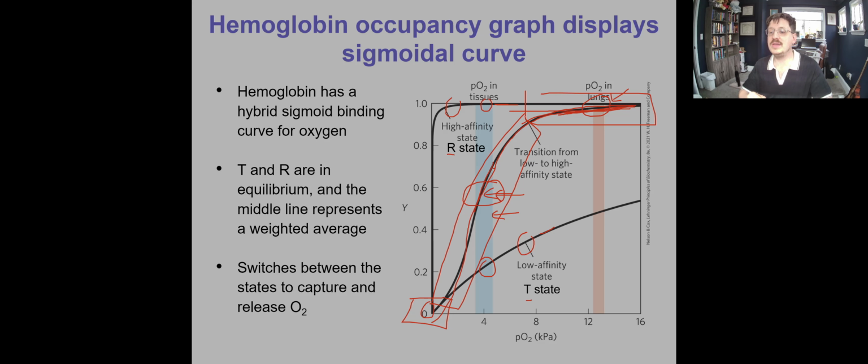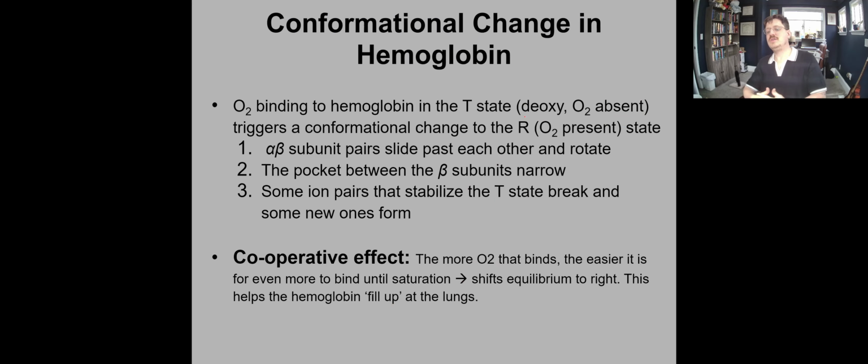And that tells us about how it changes from R to T. We're going to get to that as one of the last things we talk about. Just to mention that when it does change, what's happening is that these 4 subunits, when it changes between the T and the R state, are going to slide past each other, rotate.